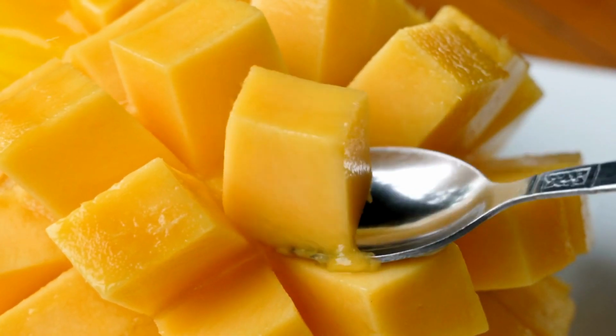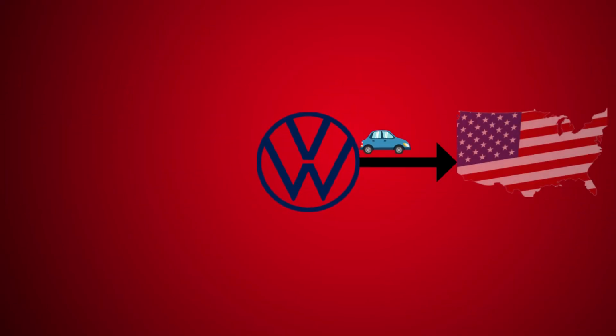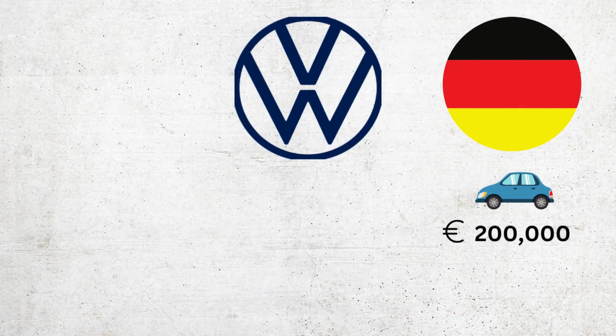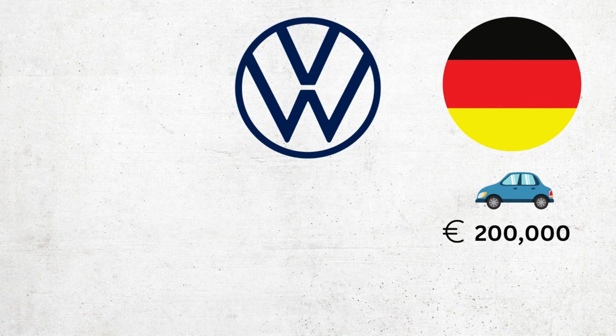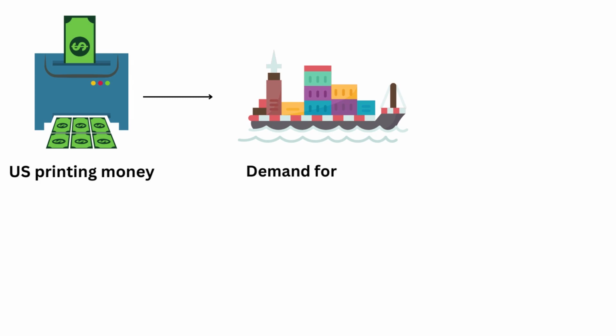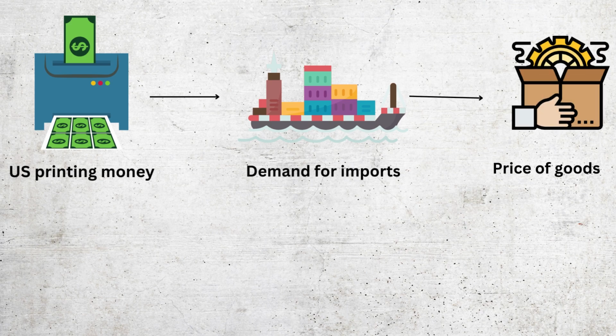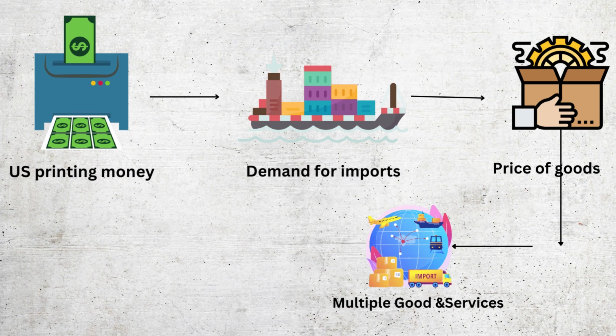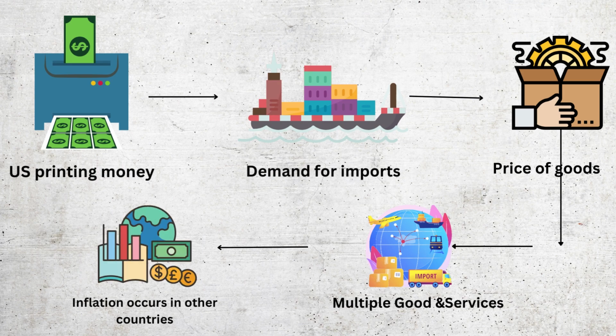So coming back to our story, as more and more cars get shipped to us, VW will increase the cost in Germany to €220,000, which is $220,000. So indirectly, VW is telling the Germans that if they can buy the car at €220,000, that's great. If not, then VW can anyway ship it to the U.S. So this is the first way by which the U.S. printing money increases the demand for imported goods, which increases the price of imported goods, and that eventually increases the price of the same goods in their domestic markets. And when this happens for multiple goods and services all across the market, inflation occurs in other nations and not just in the U.S.